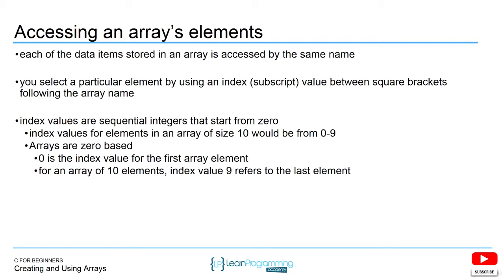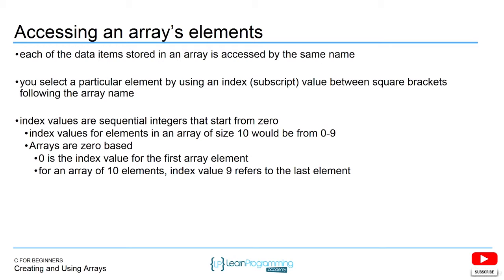So index values are sequential integers that start from 0. When we talk about an array and its elements, and we talk about the indexes in an array or the subscripts, all those subscripts start from 0. This is basically saying that arrays are 0-based. So index values for elements in an array of size 10 would be from 0 to 9.